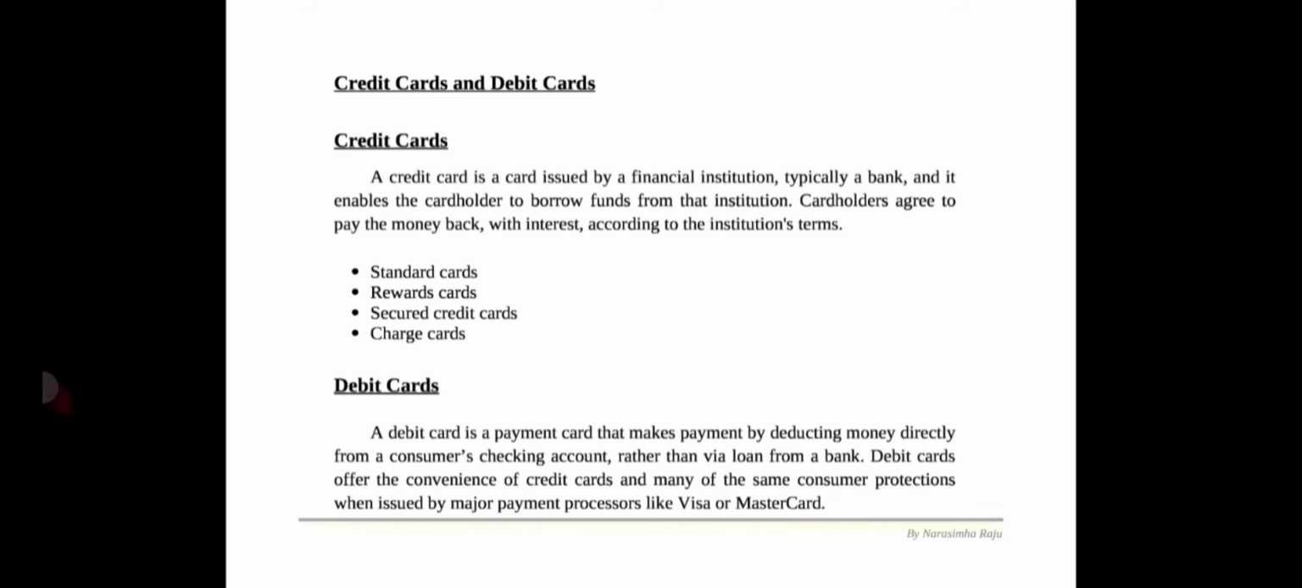Standard cards simply extend a line of credit to their users. And coming to the reward cards, they offer cashback, travel points, or other benefits to the customers. And secure credit cards require an initial cash deposit that is held by the issuer as collateral. And the last type of credit card is charge cards. Charge cards have no preset spending limit but often do not allow unpaid balances to carry over from month to month.